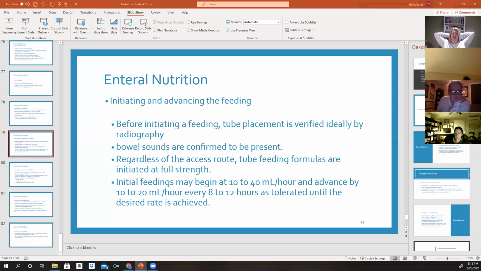And then you advance 10 to 20 mLs every hour, or every 4 hours, it depends on what the nutritionist says, until their goal rate is achieved. And this will all be in your order set.